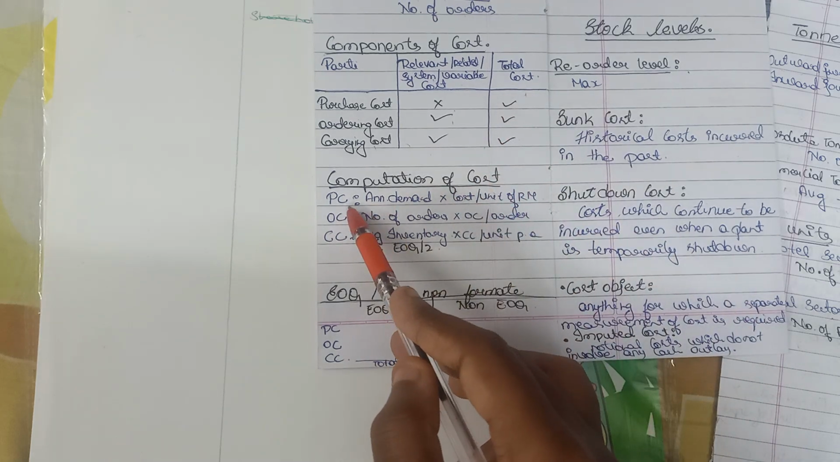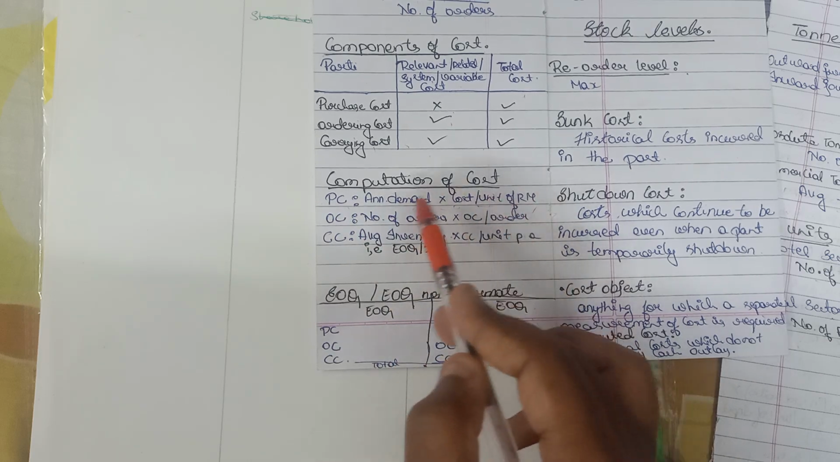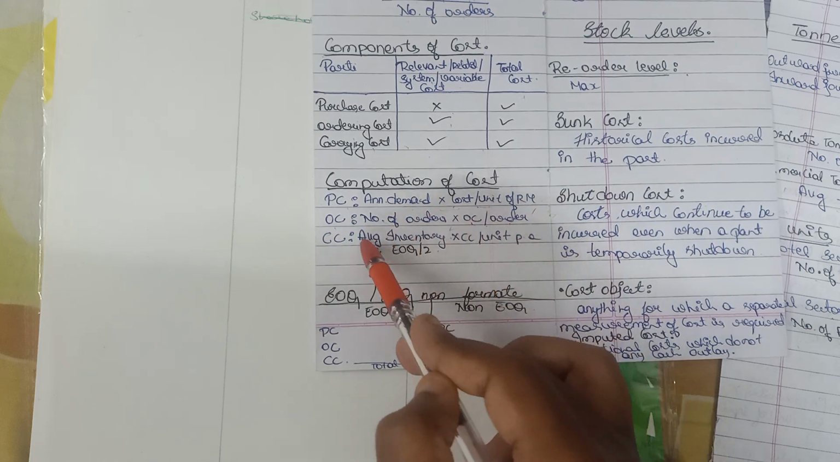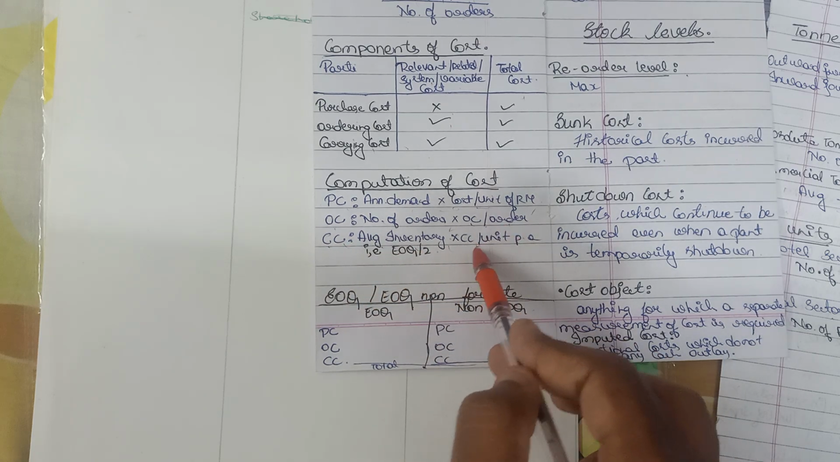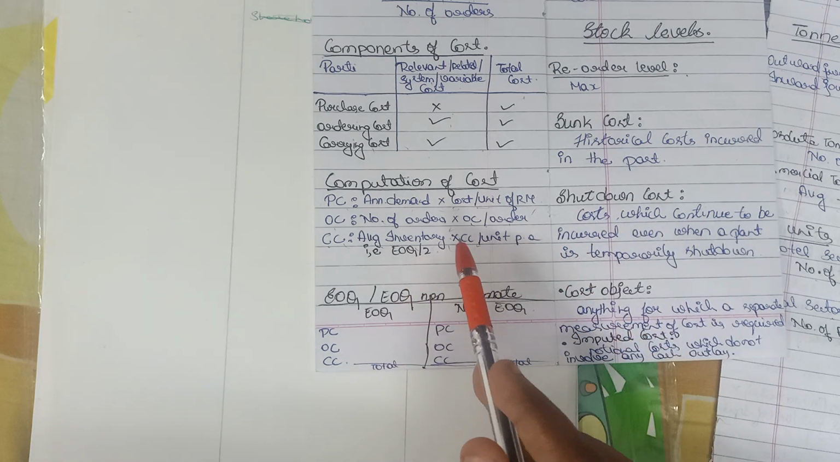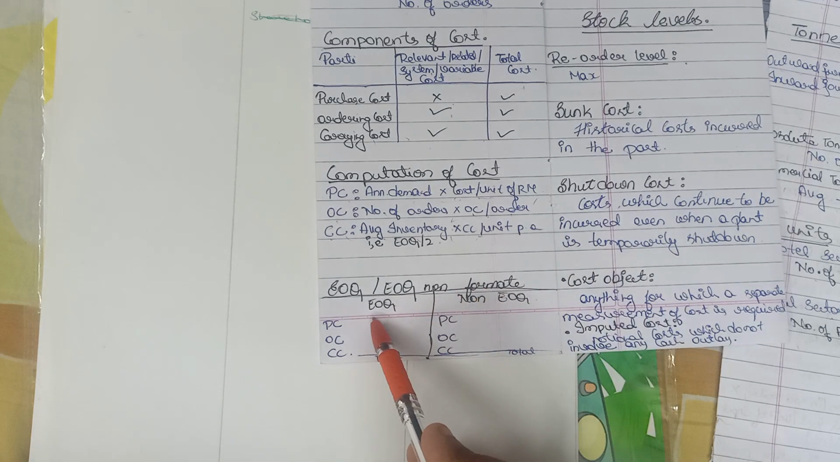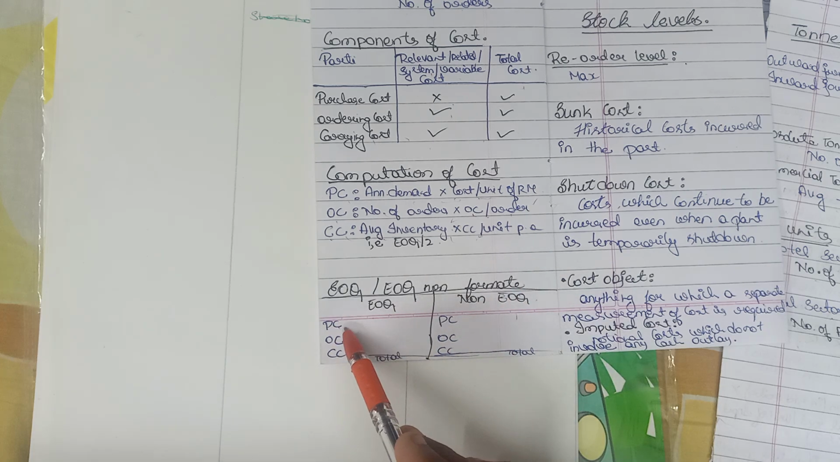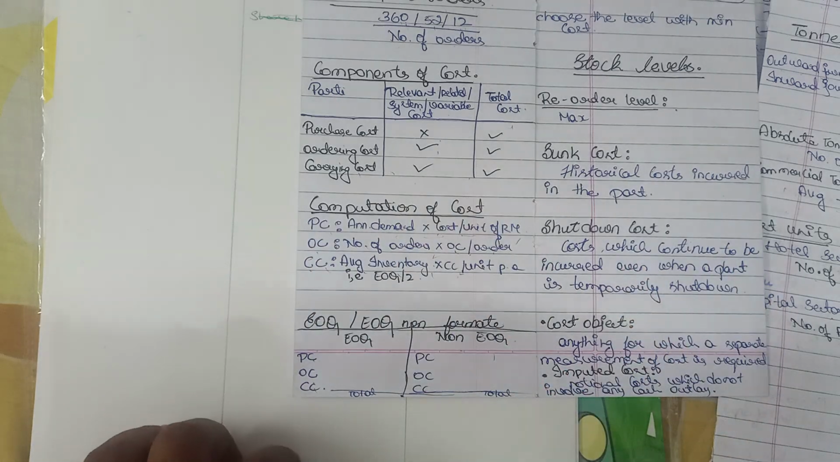Computation of cost. Purchase cost is equal to annual demand into cost per unit of raw material. Ordering cost is equal to number of orders into ordering cost per order. Carrying cost is equal to average inventory into carrying cost per unit per annum, that is EOQ divided by 2. EOQ or non-EOQ format. We'll get it as EOQ. Here we'll be writing non-EOQ. Then we'll be writing purchase cost, ordering cost, carrying cost. We'll calculate. We'll write total. Whichever is beneficial, we'll be accepting that.